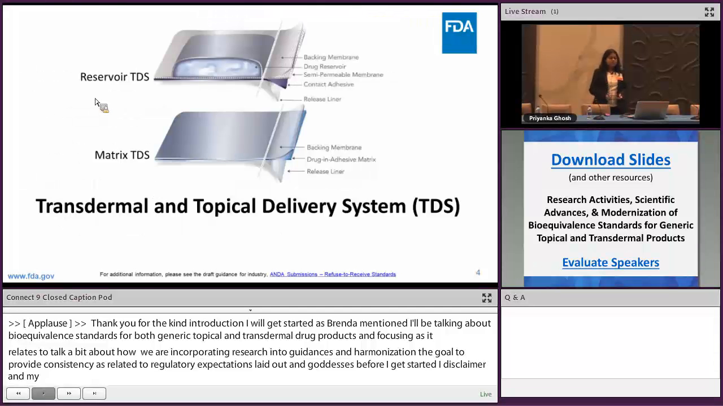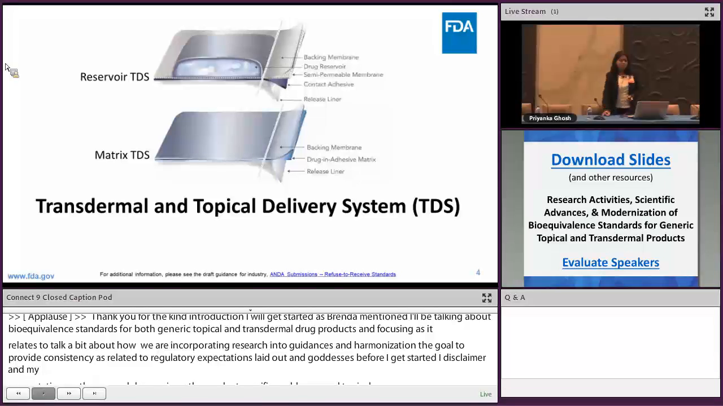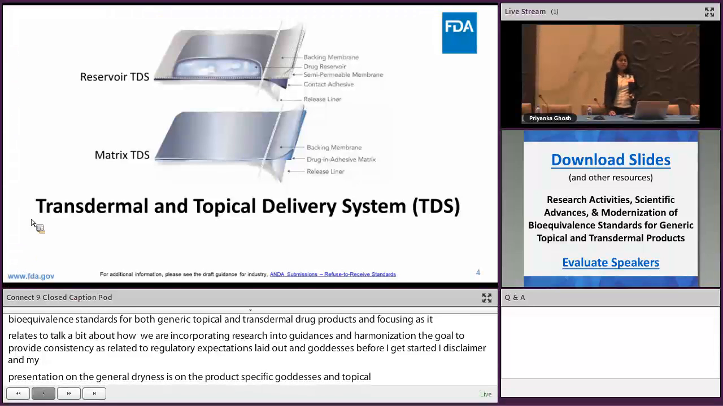So beginning with the transdermal drug products, what I have on the slide here are the two most commonly known designs for transdermal delivery systems, which may be referred to as patches or extended release films elsewhere. And these are the reservoir TDS on the top here and the matrix TDS on the bottom of the slide. The reservoir TDS usually has a liquid-filled reservoir.